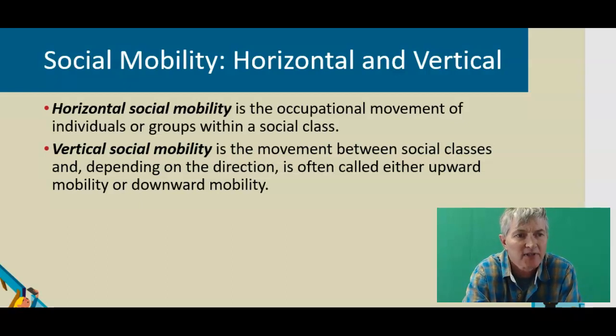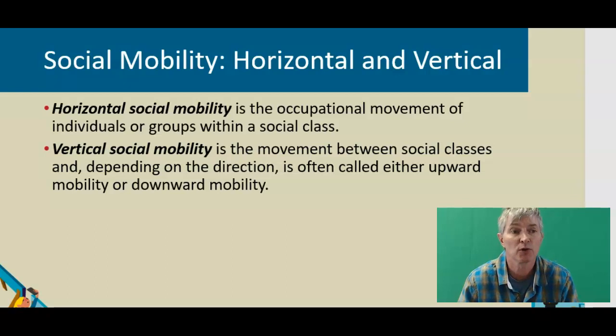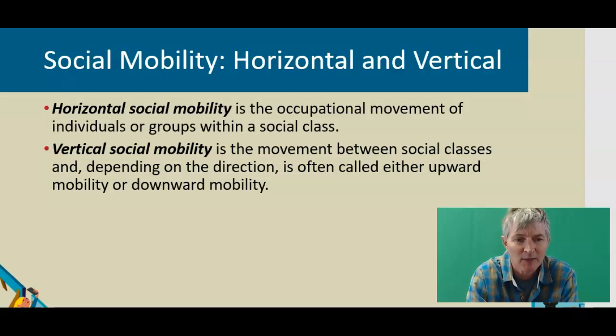All right, another couple of types of mobility are horizontal and vertical mobility. Horizontal mobility is the occupational movement of individuals or groups within a social class, which is fairly common. We're talking about changing jobs within a class structure. A good example is a therapist who shifts careers so that he or she can teach college courses. So that's an example of horizontal.